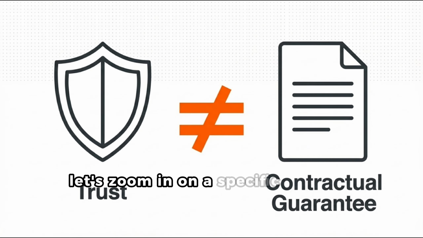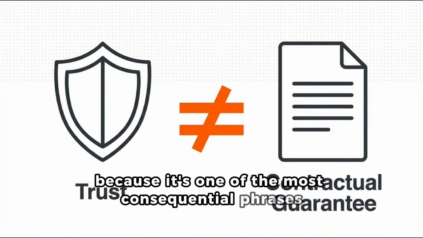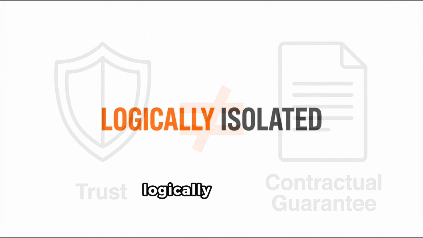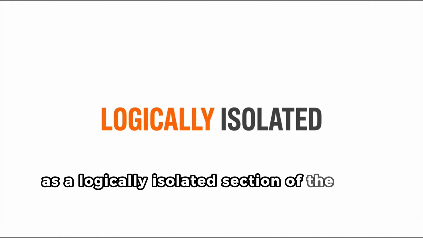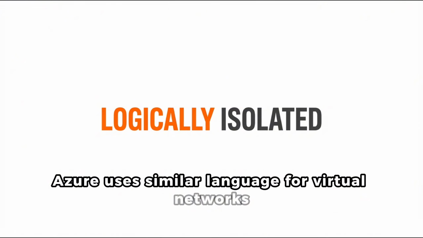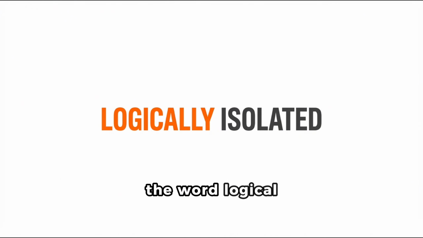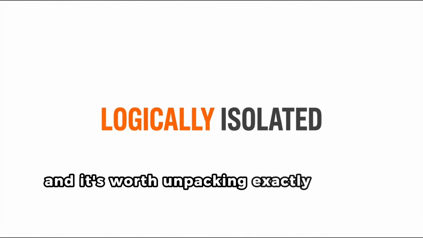Let's zoom in on a specific piece of language that appears constantly in cloud documentation, because it's one of the most consequential phrases in the industry: logically isolated. AWS describes a VPC as a logically isolated section of the AWS cloud. Azure uses similar language for virtual networks. The word logical is doing significant work in that sentence, and it's worth unpacking exactly what it means.